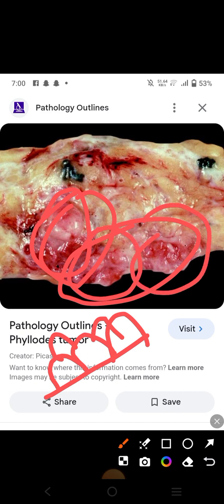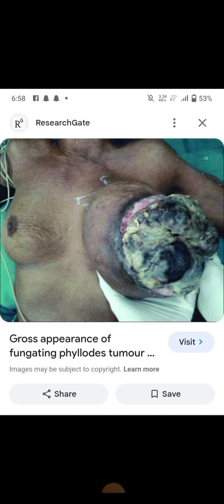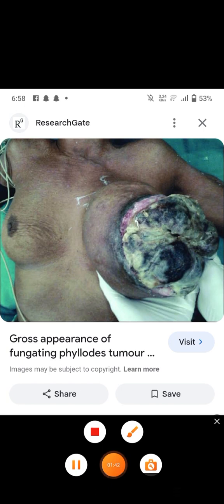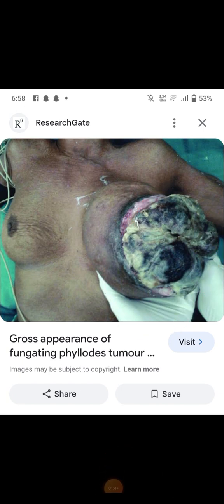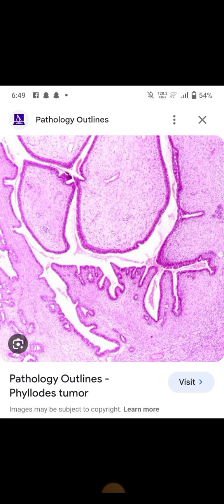So this tumor is also less fully encapsulated as compared to its counterpart fibroadenoma, which was a very well circumscribed tumor, and we may say that that was an encapsulated or fully encapsulated tumor as well. And this tumor is large, mainly 10 to 15 centimeters in diameter. Sometimes it also involves the whole breast, like here you can see a fungating Phyllodes tumor involving almost the whole breast, right?